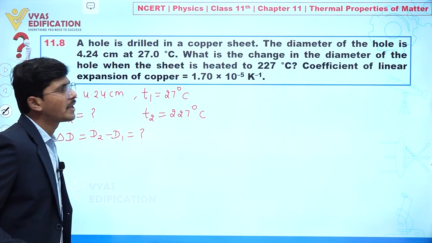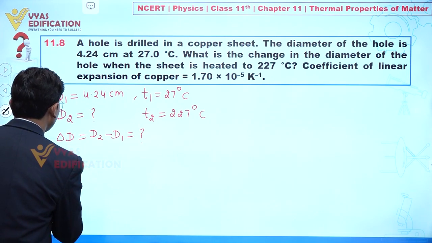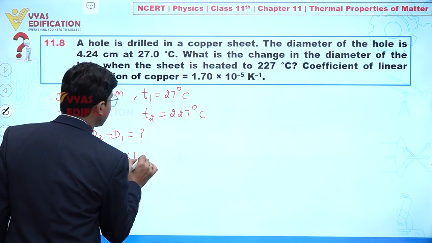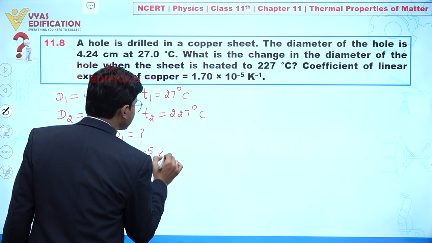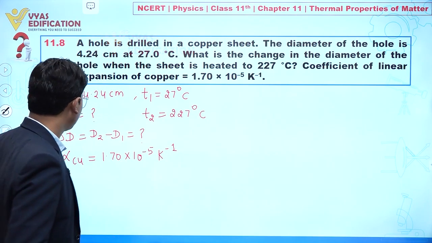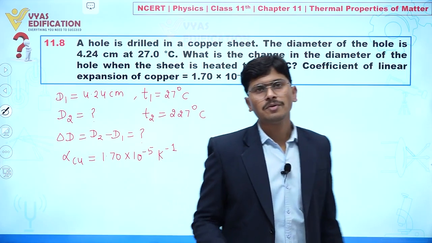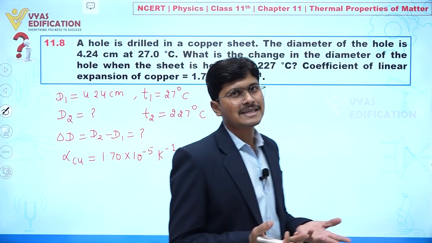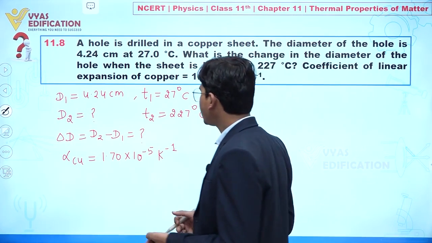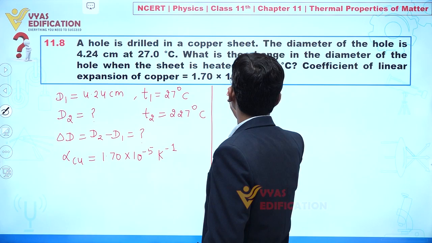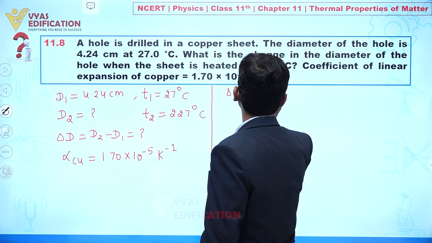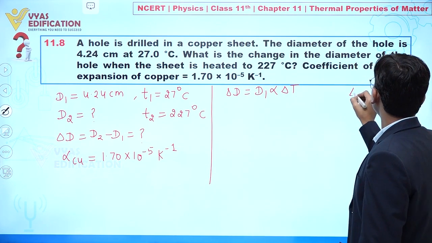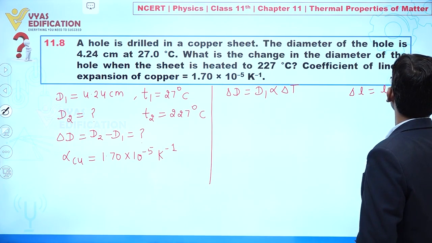This is the coefficient of linear expansion of copper. So alpha for copper is provided as 1.70 into 10 to the power minus 5 per Kelvin. Now how can we find it? We are just talking about diameter. Whenever temperature increases, diameter increases, and that expansion is given by the formula delta D equals D1 alpha delta T. It is just like the formula delta L equals L alpha delta T.